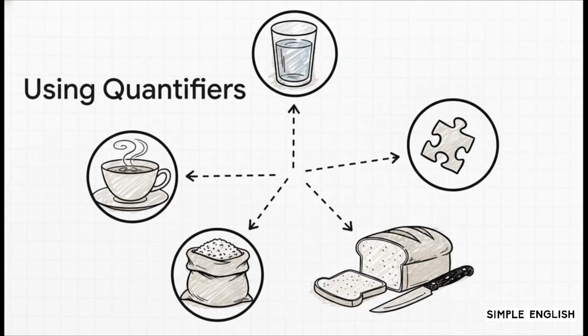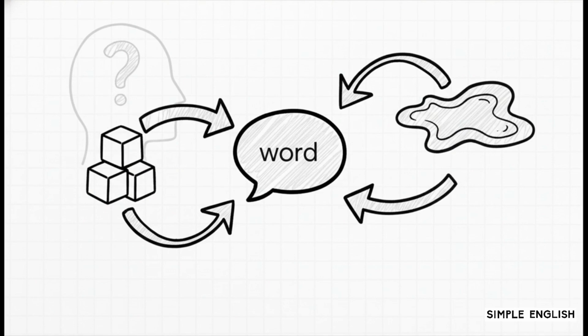And here is the clever workaround. We use helper words. We use containers and units of measurement. You see, we're not actually counting the water, we're counting the glasses of water. We're not counting the rice, we're counting the bags of rice. Words like piece, slice, cup, they become our countable units for all that uncountable stuff. Pretty smart, huh?